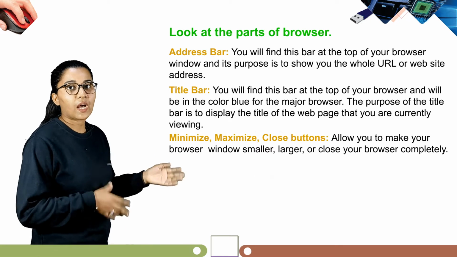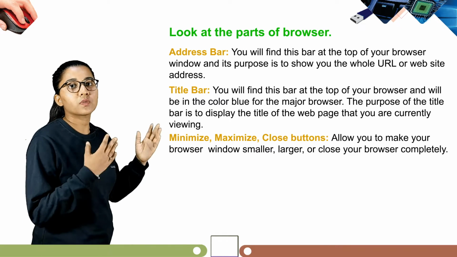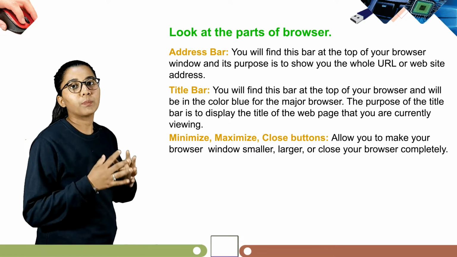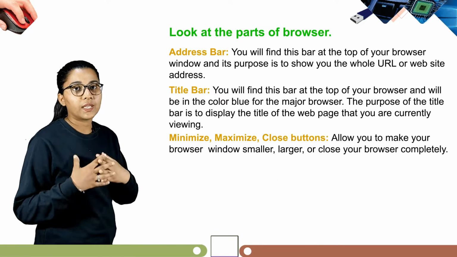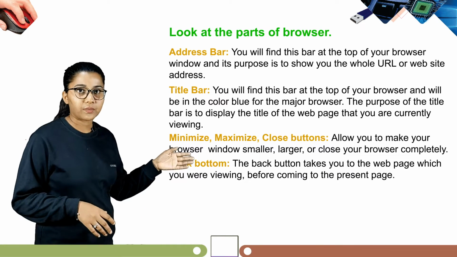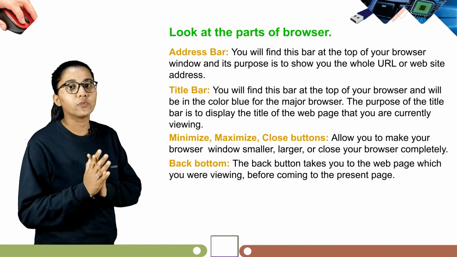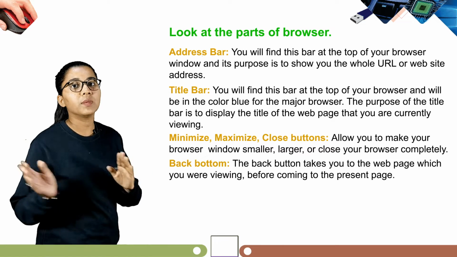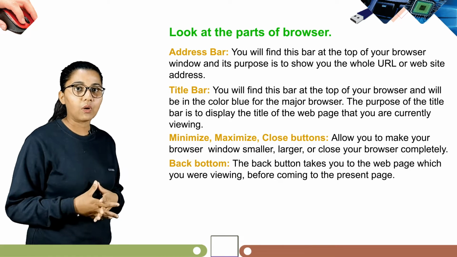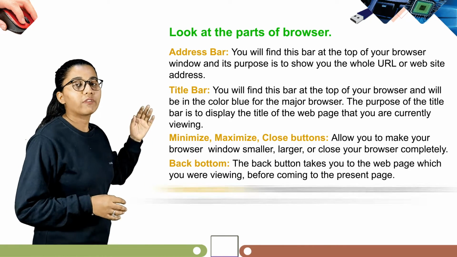These buttons allow you to make your browser window smaller, larger or close your browser completely. Next we have the back button. The back button takes you to the web page which you were viewing before coming to the present page. Now next we have the forward button.